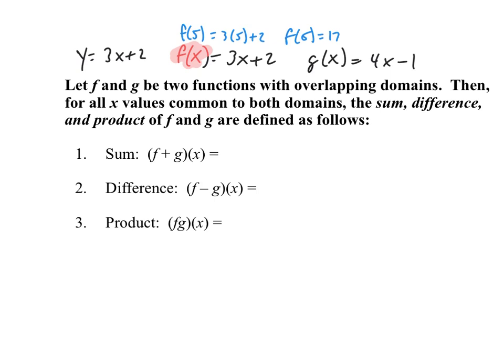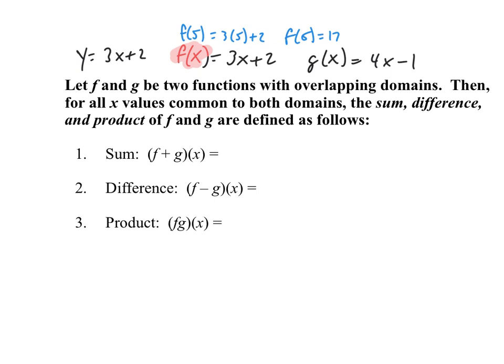So we've got two functions, f and g, and they have overlapping domains. For all x values common to both domains, so for any x's that are in both f and g, we're going to look at the sum, the difference, and the product of f and g. We are not going to talk about the quotient or division with function operations right now. It's quite a bit more complex, so we want to start off with these easier ideas of adding, subtracting, and multiplying functions.